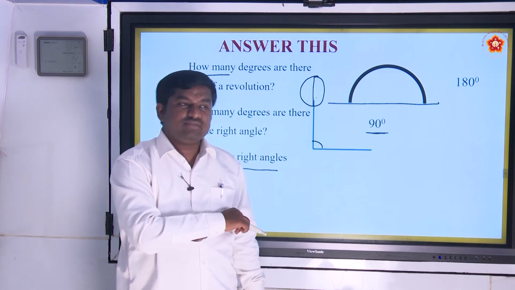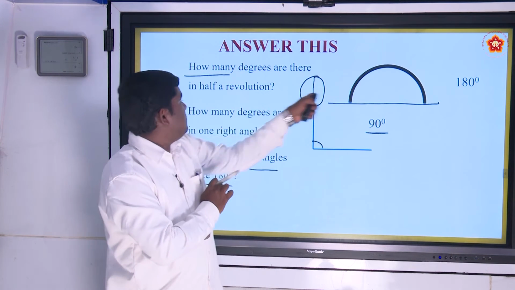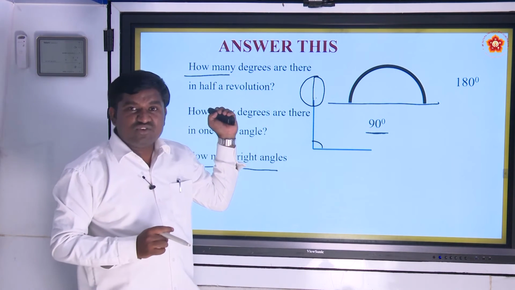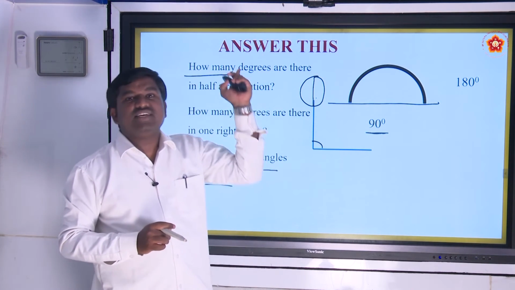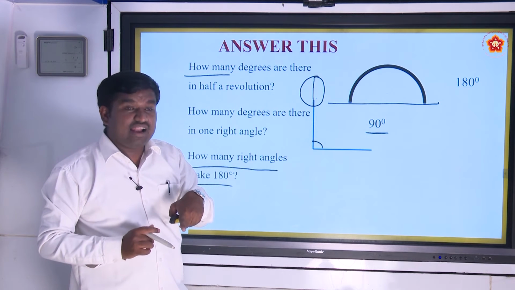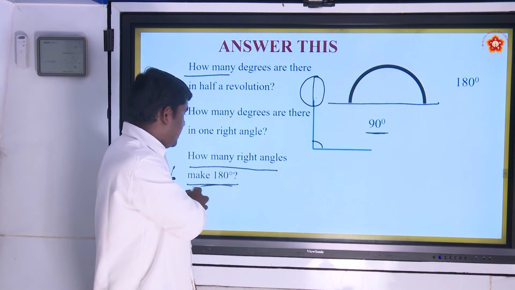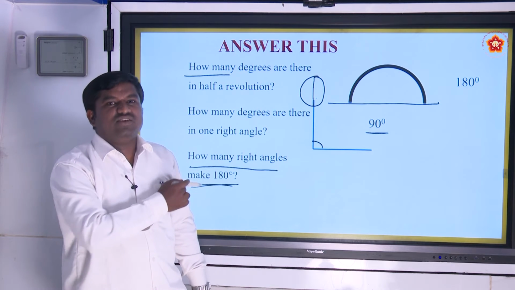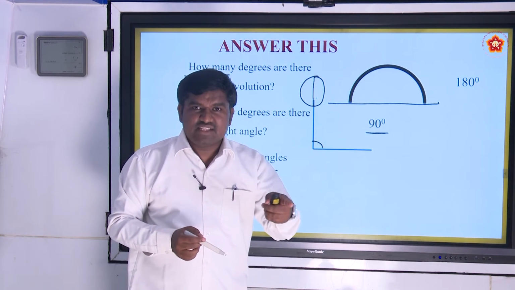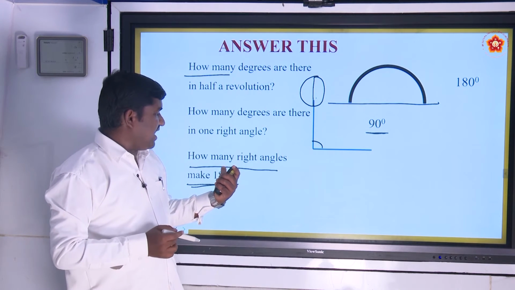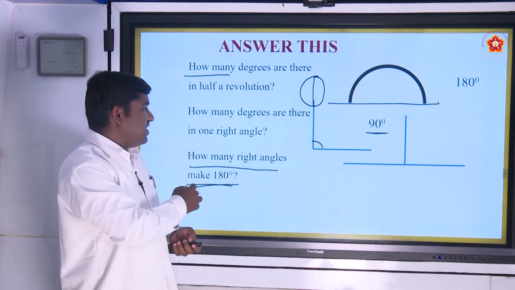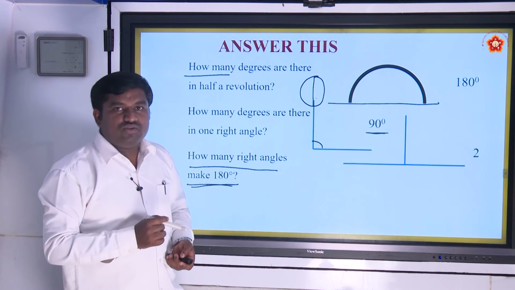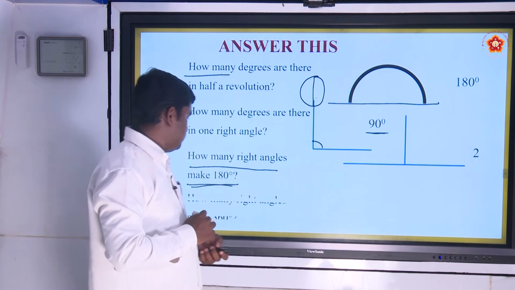Next, how many right angles make 180 degree? 180 degree means half of a revolution. Half of a revolution means straight angle. Straight angle has 180 degree. How many right angles? You know that two right angles can make one straight angle. So for 180 degree we have two right angles.